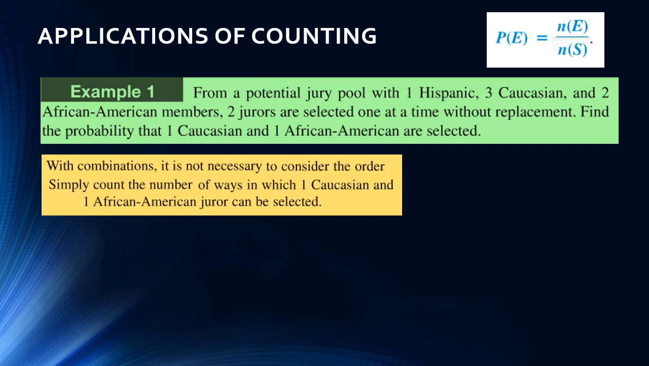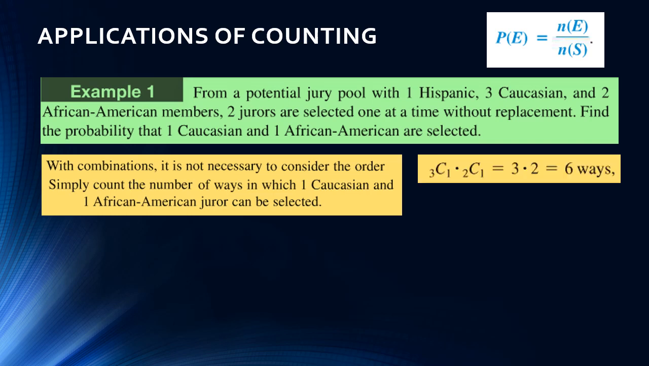With combinations, the first question we're always going to ask is, is this a combination problem or a permutation? If I pick 2 people, the order that I put those 2 people in doesn't matter. They're still on the same jury. So Bob and Ann is the same jury as Ann and Bob. So this is a combination problem. With combinations, it's not necessary to consider the order.